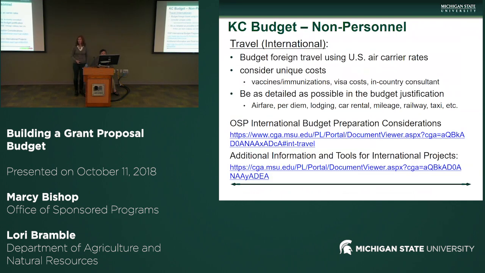So now, international travel. You need to budget international travel with US rates. There may be some unique costs in your budget as well: vaccines or immunization, visa costs, even in-country consultants that you might need to add into your budget. And like I mentioned with domestic travel, make sure you put as much detail as possible in there.